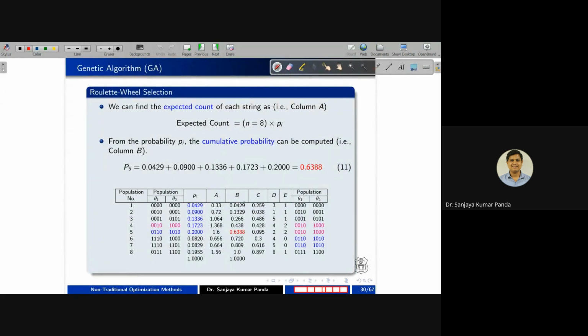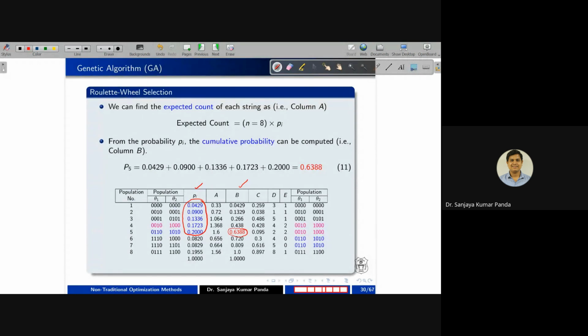Here we are calculating the cumulative probability in column B. So 0.0429 plus 0.0900, if you sum these two together, you will get 0.1329. If you sum these three, you will get 0.266. Like that, here I am showing another one. We are getting 0.6388 here because we sum all these probabilities. These are the probabilities which we calculated earlier, and this is the cumulative probability.